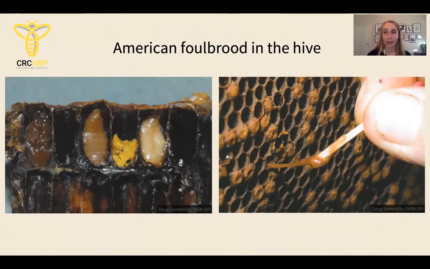And this is what AFB actually looks like. On the left are dead brood that have turned coffee coloured and are slumping in their cells. And on the right, this is an example of a rope test. If you probe AFB brood with a matchstick, then it will make a long rope between the cell and the stick.